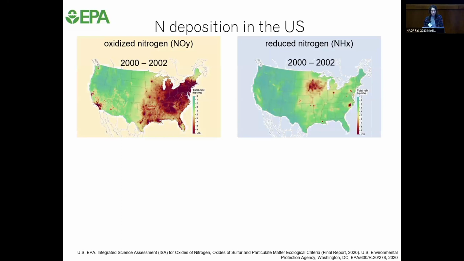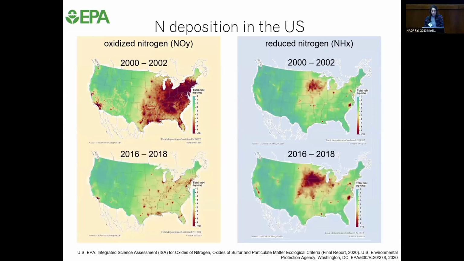This is an image of oxidized nitrogen deposition on the left from 2000 to 2002, and reduced nitrogen deposition on the right. What you can see compared to 2016 to 2018 is that we're seeing less oxidized nitrogen and greater reduced nitrogen in some parts of the country.